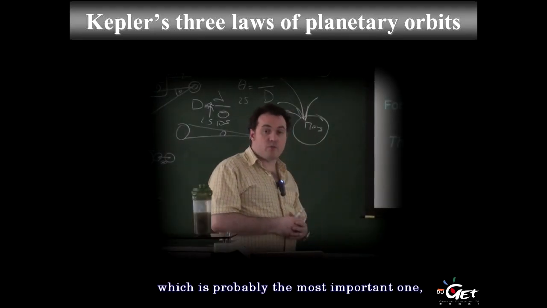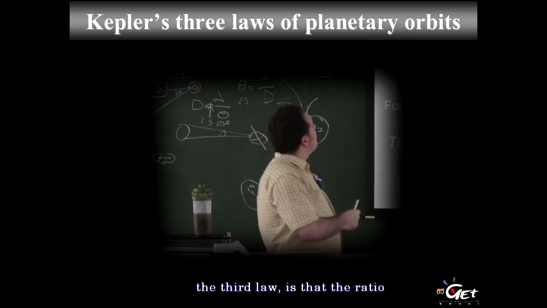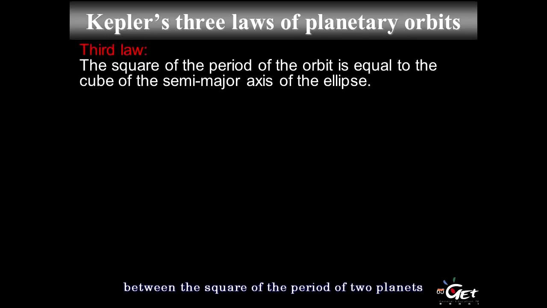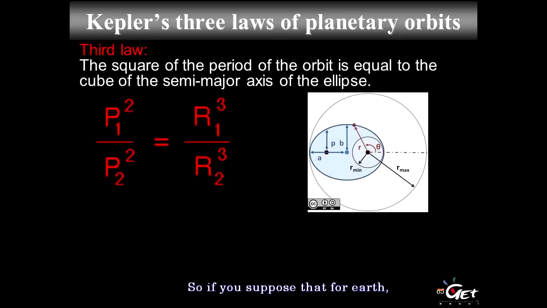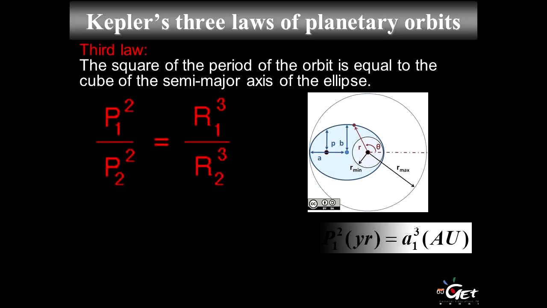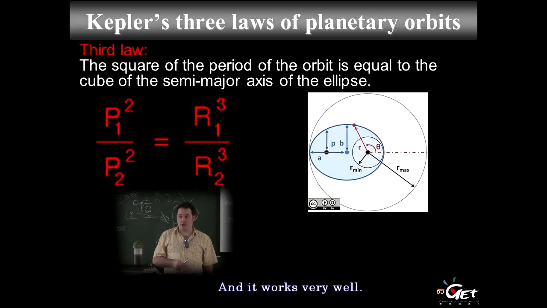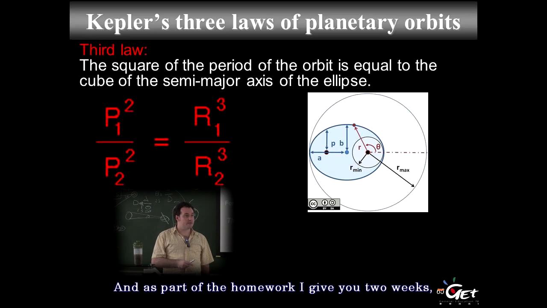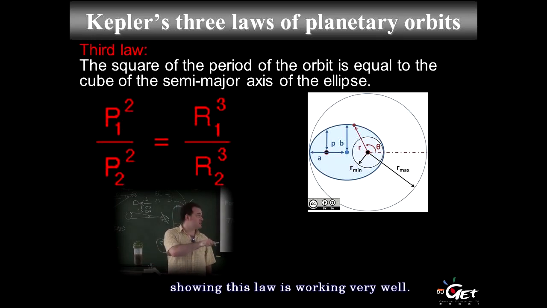And the last law, which is probably the most important one, the third law, is that the ratio between the squares of the periods of two planets is equal to the ratio of the cubes of the distances. If you suppose that for Earth the period is 1 year and the distance is 1 AU, you come up with a very easy to understand formula, where for any planet around the Sun, you take the period squared and the distance cubed. And it works very well. As part of the homework I'll give you in two weeks, we have an exercise about that, showing that this law works very well.